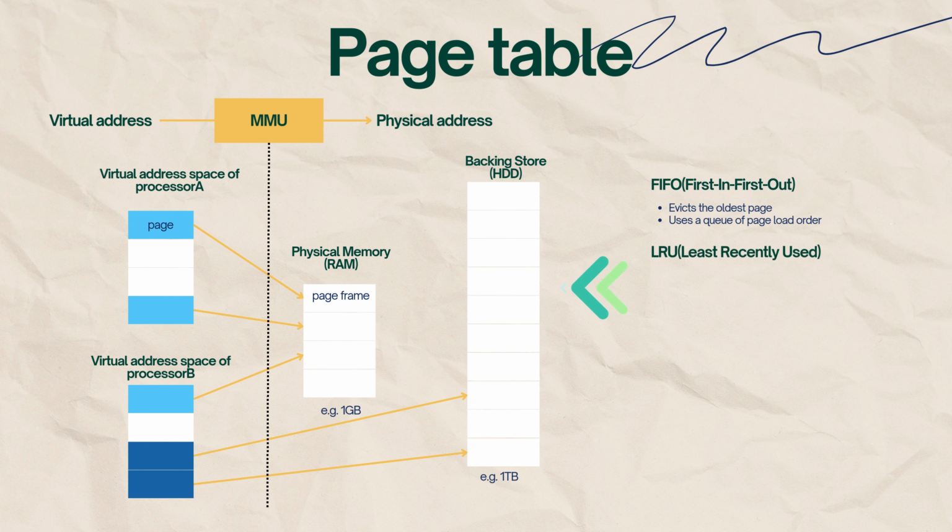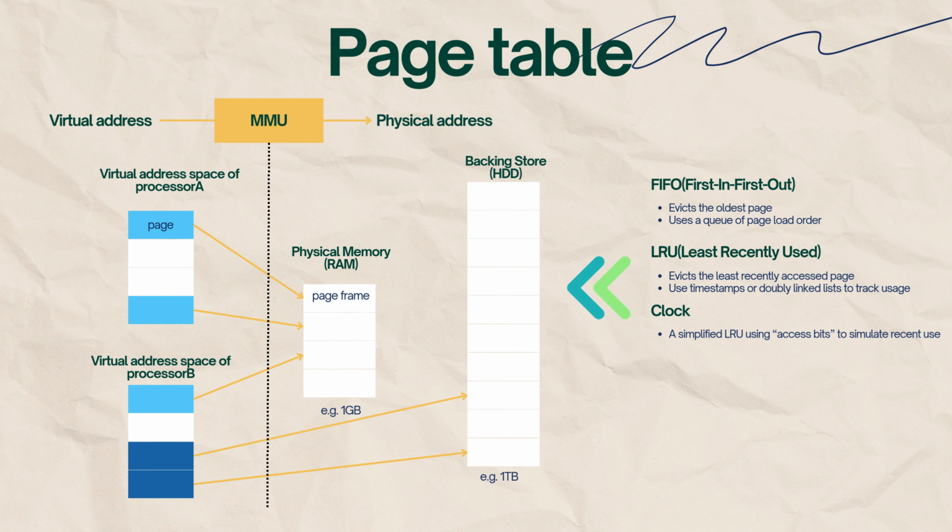Second, least recently used. It evicts the least recently accessed page. It assumes what's been unused will likely stay unused. It can use timestamps or doubly linked lists to track usage. Third, clock. A simplified LRU using access bits to simulate recent use, avoiding complex data structures. Others include LFU, MRU, LRU-K, 2Q, etc.